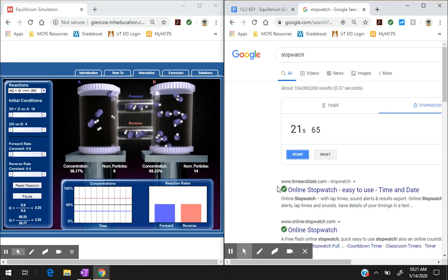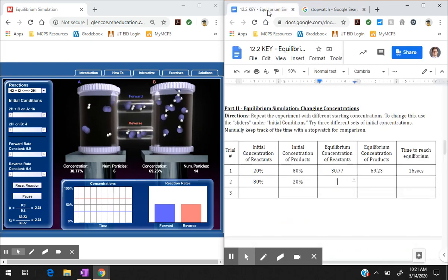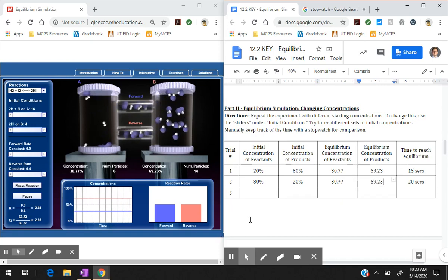All right, so that one took a little bit longer for the concentrations to stop, about 20, 21 seconds. Let's amend this one because we know it took about a second delay. So we got about 20 seconds here. And something you'll notice here is that at equilibrium, our equilibrium concentrations are still the same, even though we had different initial concentrations of reactants or products.